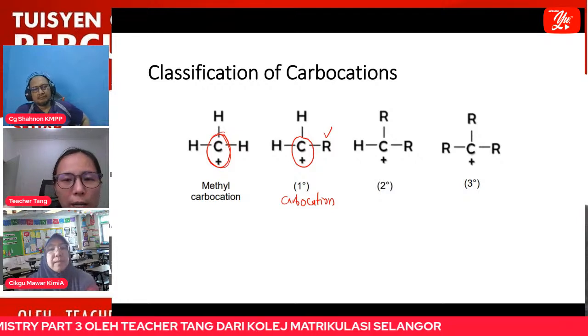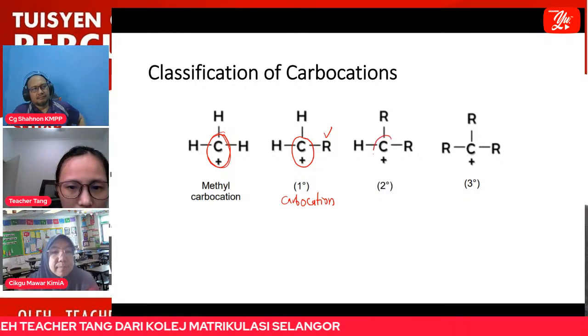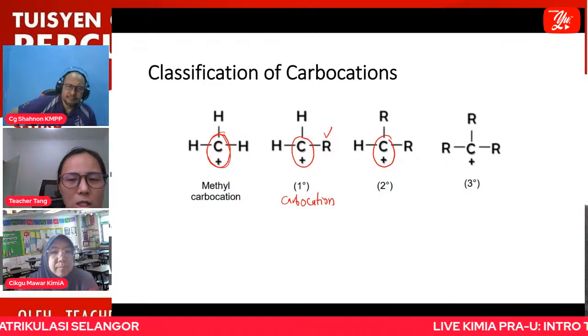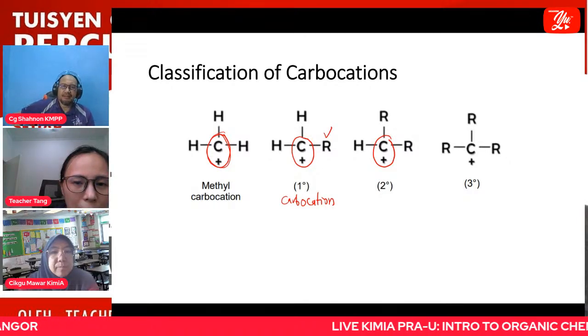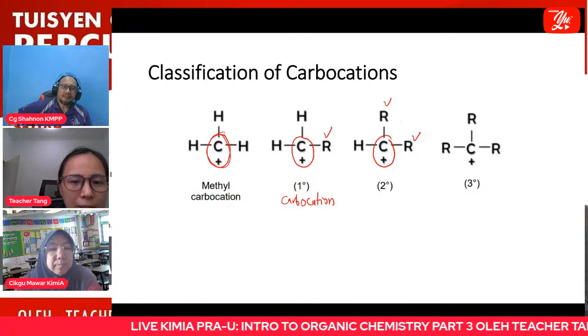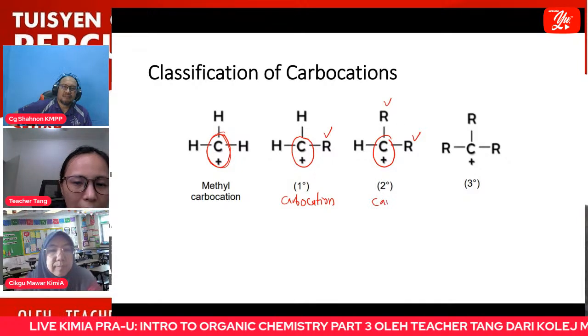Then we move on to look at another species. Again, we circle the reference carbon, so it's the carbon that carries the positive charge. And it is this carbon, the reference carbon, attached to 2 alkyl groups. So therefore, this species is a secondary carbocation ion.